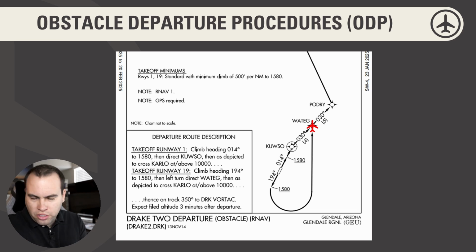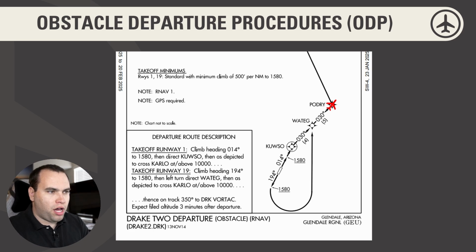Now, your turn might not look exactly like this. It's probably not going to be exactly to scale depending on how fast your aircraft is flying. But as long as you climb to 1,580, they've deemed it safe for you to make a direct left turn, no matter how fast your aircraft's going, to continue to climb up to Waytag. Then we'll turn, as you can see depicted on the chart there, it says heading 030 to Padre.